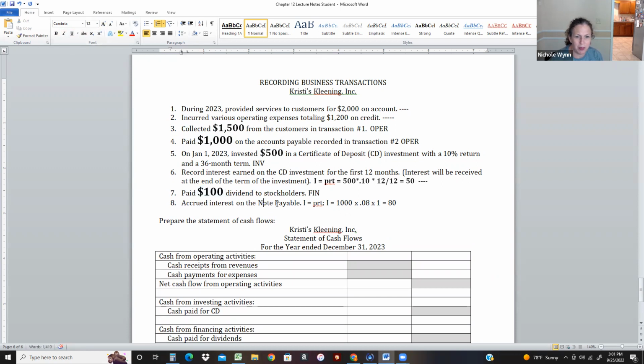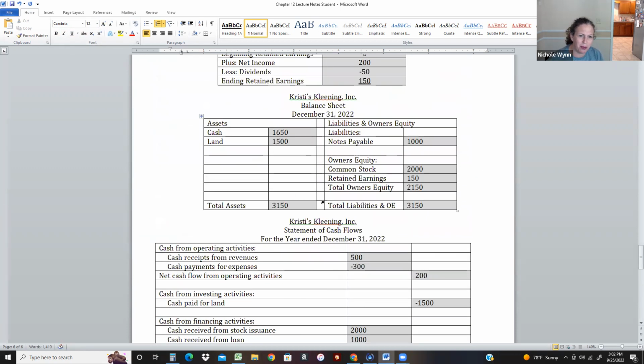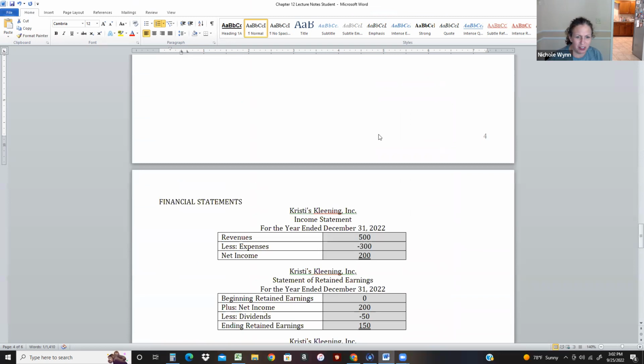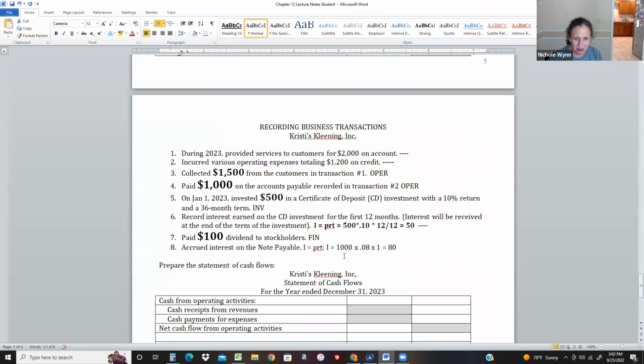Accrued interest on the note payable. Now I have to pause a second and take a look at this note payable. If you go back to the previous given, we borrowed money, but we don't have to pay it back until March 31 of 24. So if I = PRT, we borrowed $1,000 at 8% interest. I went ahead and did it for you. So $1,000 at 8% interest, and this would be 12 out of 12. I might change that. But again, I'm not going to pay any of that interest today, so it's irrelevant.